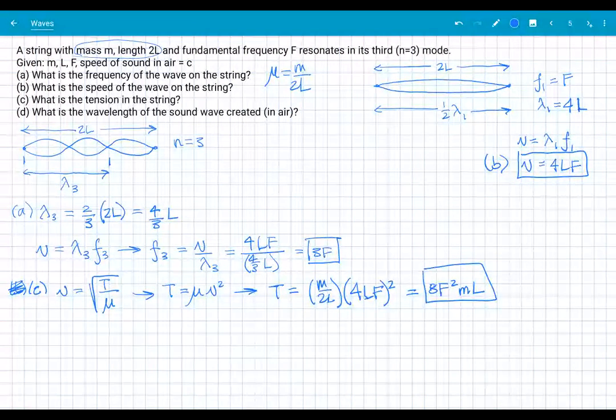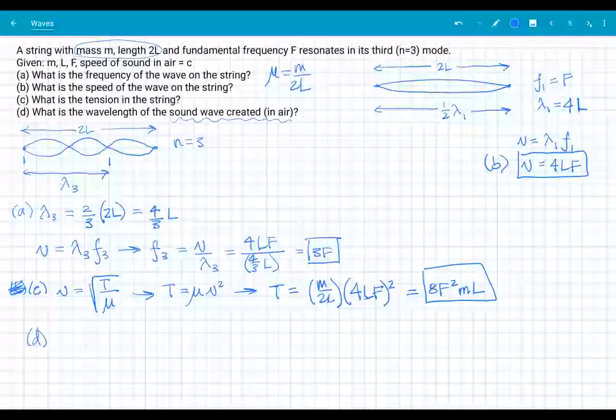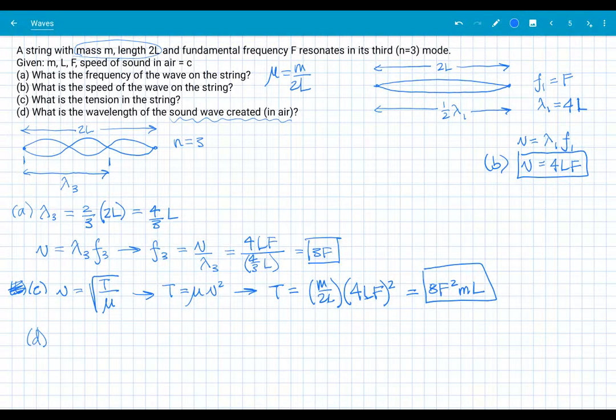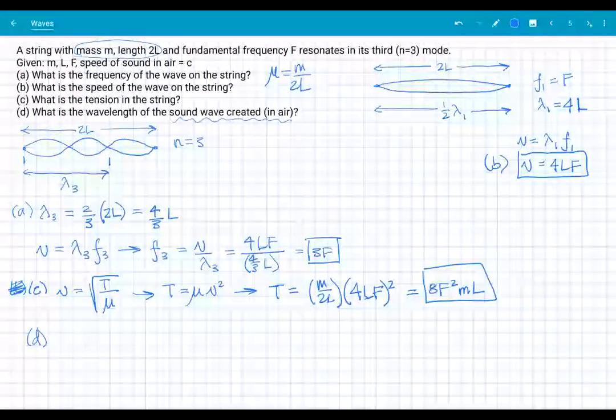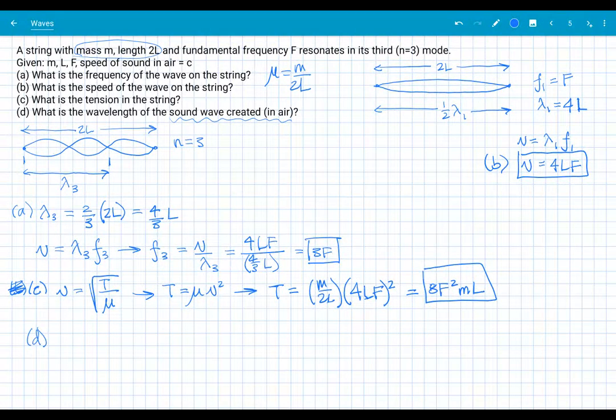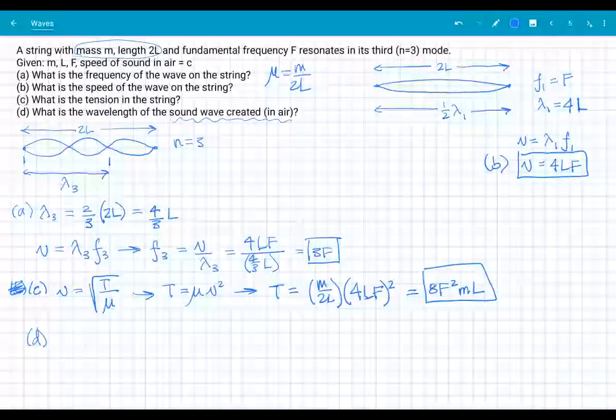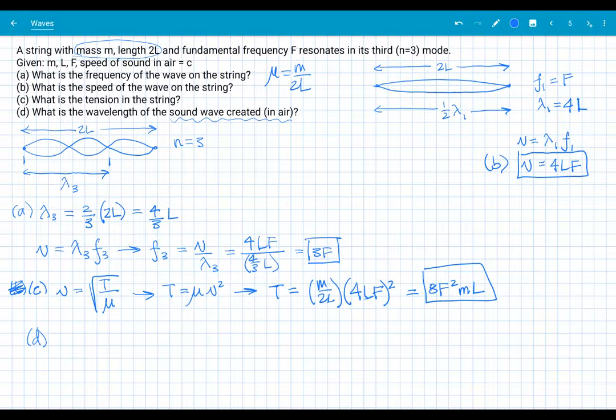Okay, now part D. So that's the tension, just to be clear, tension in the string. Part D for this problem asks, what is the wavelength of the sound wave created? So like, whoa, slow down for a second. Wavelength of the sound wave created. So now this is a sound wave in air. So don't confuse that with a wave on the string. When you're hearing a guitar or violin string, it's not the wave on the string that is causing a pressure differential in your ear for you to hear it. It's actually the sound wave, right?